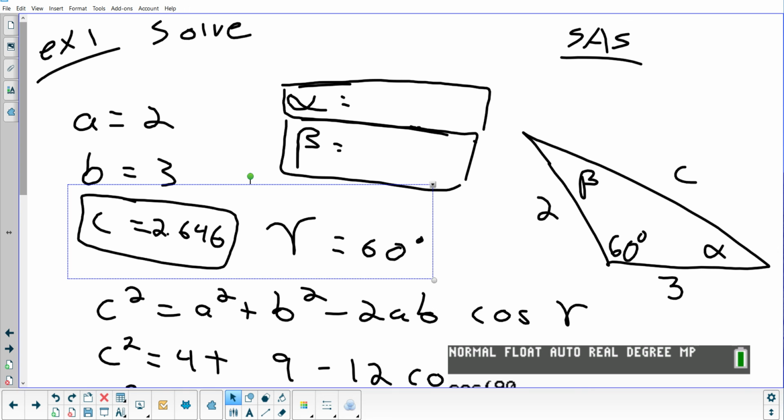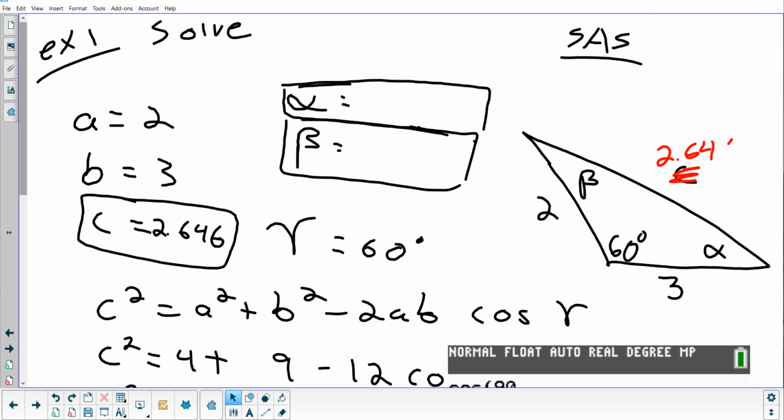Let's write down this side. 2.646. Besides being side angle side, can somebody tell me what other kind of problem it is now with this additional piece of information? Yep. Side angle. You could view it as a side angle. You have a side, and an angle, or side angle. There's a couple ways to look at that one. And it's one other type.